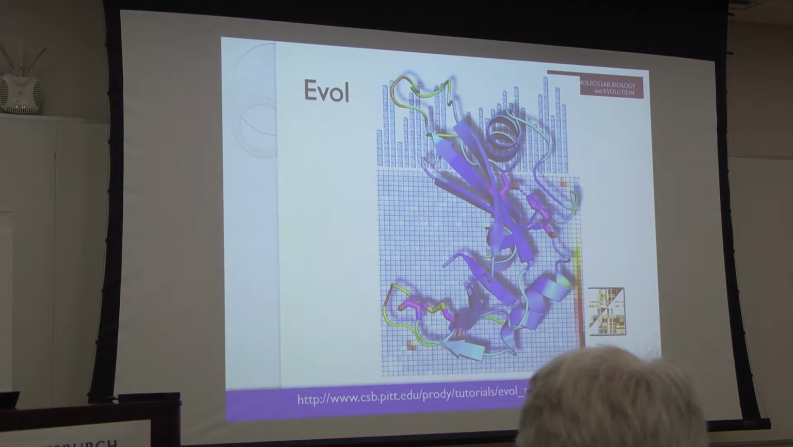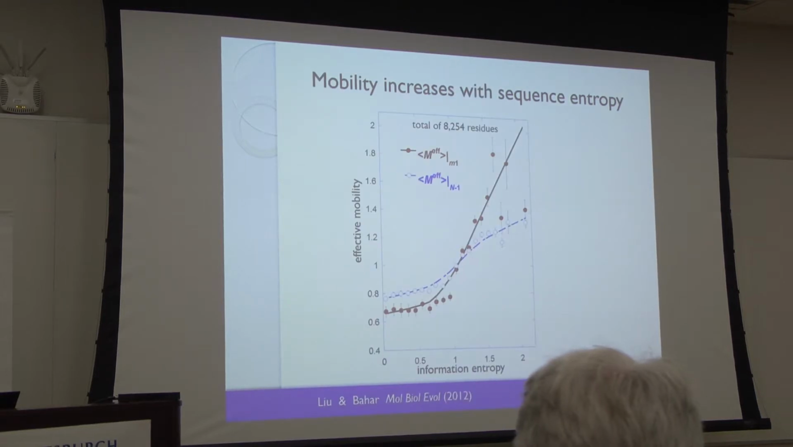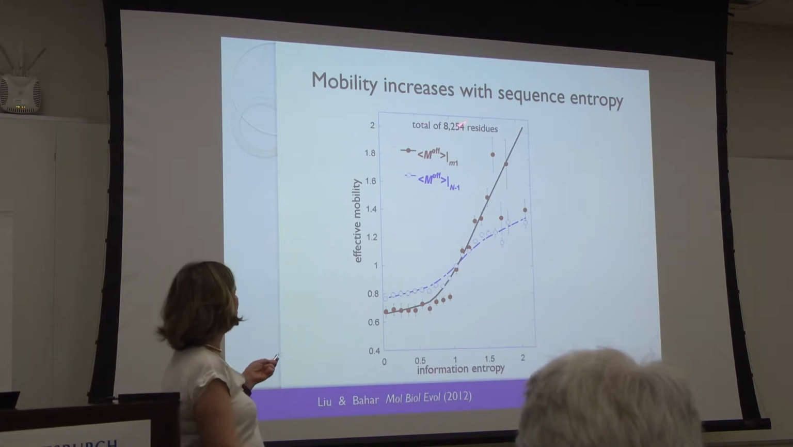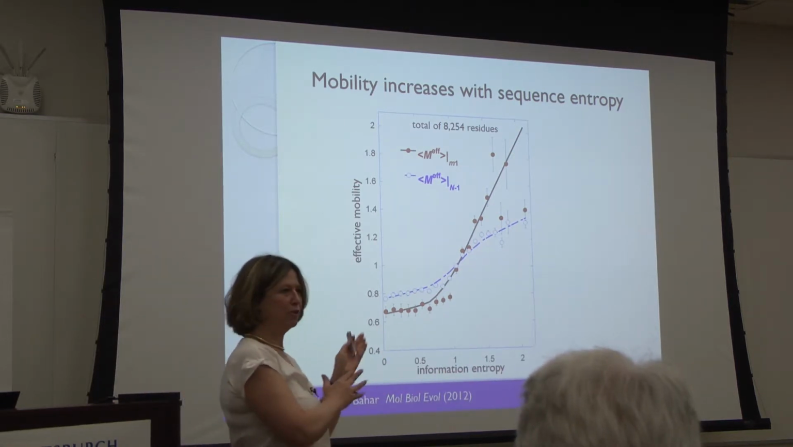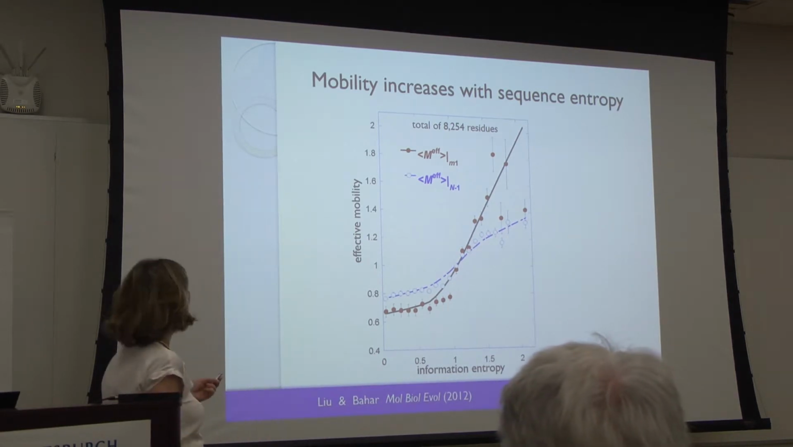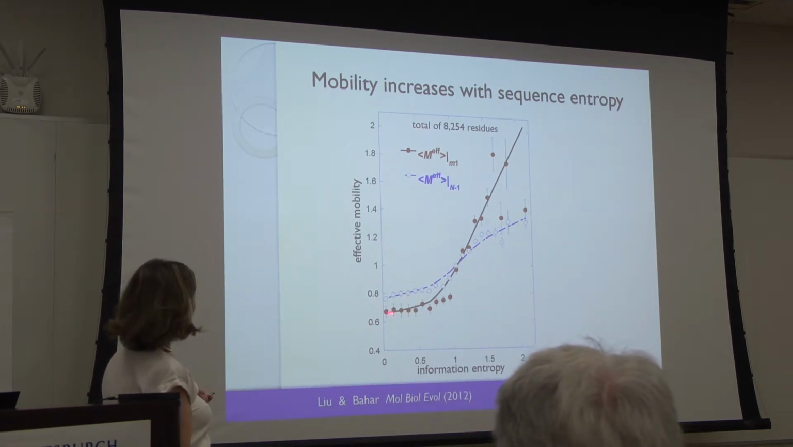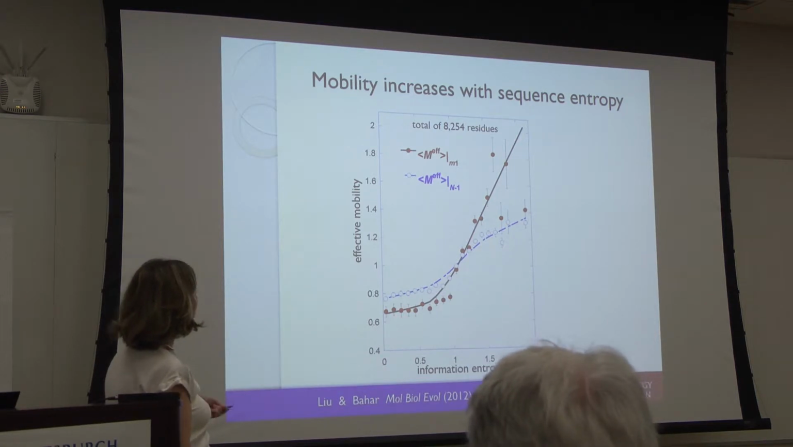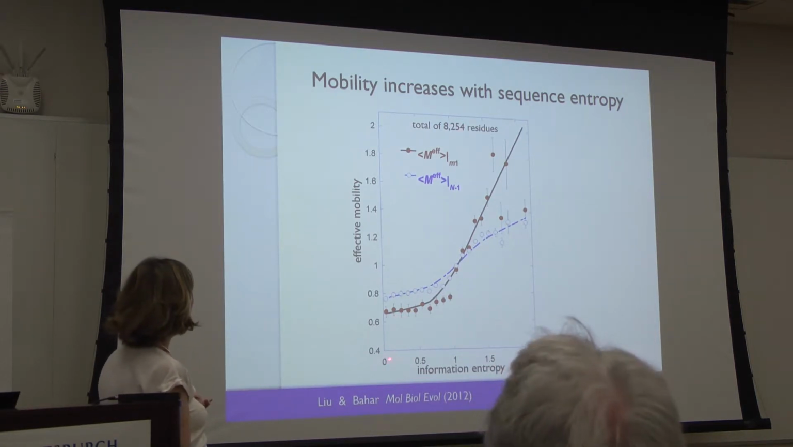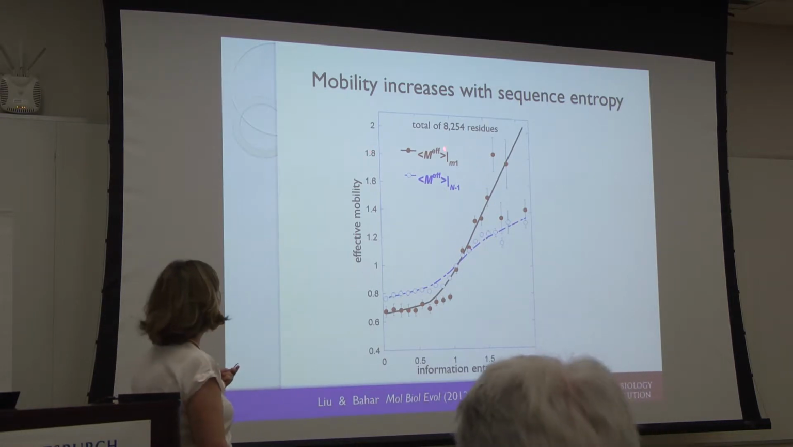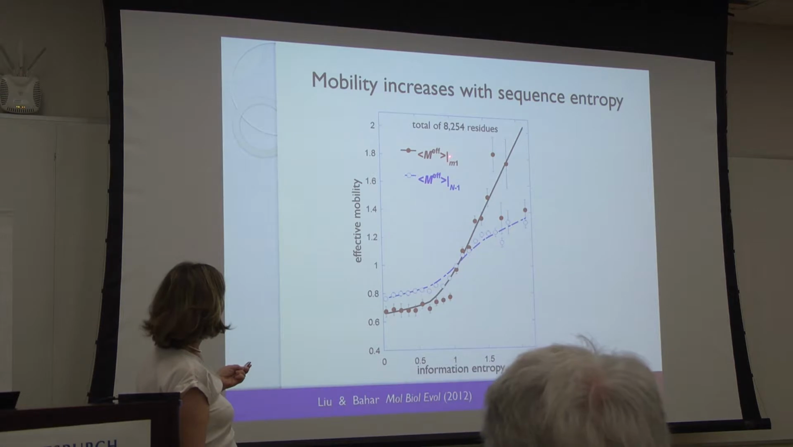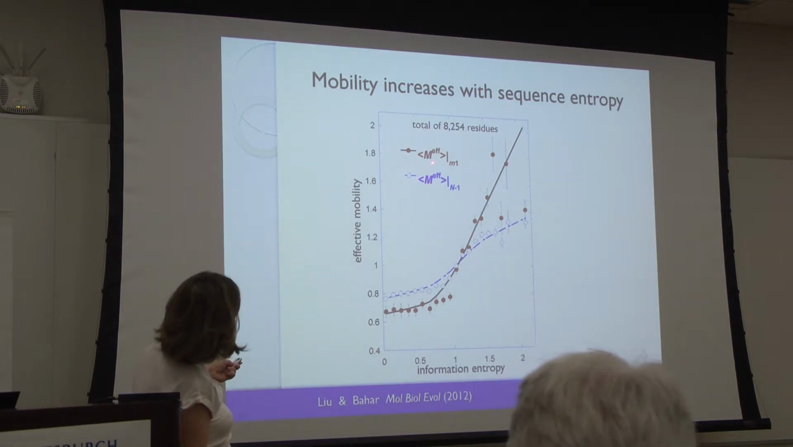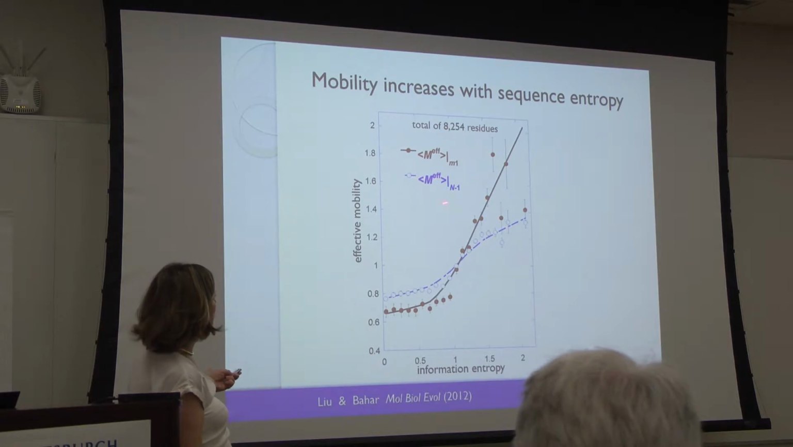Okay, and EVOL was based on that study, actually, which you will learn to use today. Here you have the average over 8,000 residues from more than 150 different proteins selected from an existing database. And then we calculated for each residue what's the information entropy and what is its effective mobility. Mobility based on the slowest mode or mobility based on all modes.